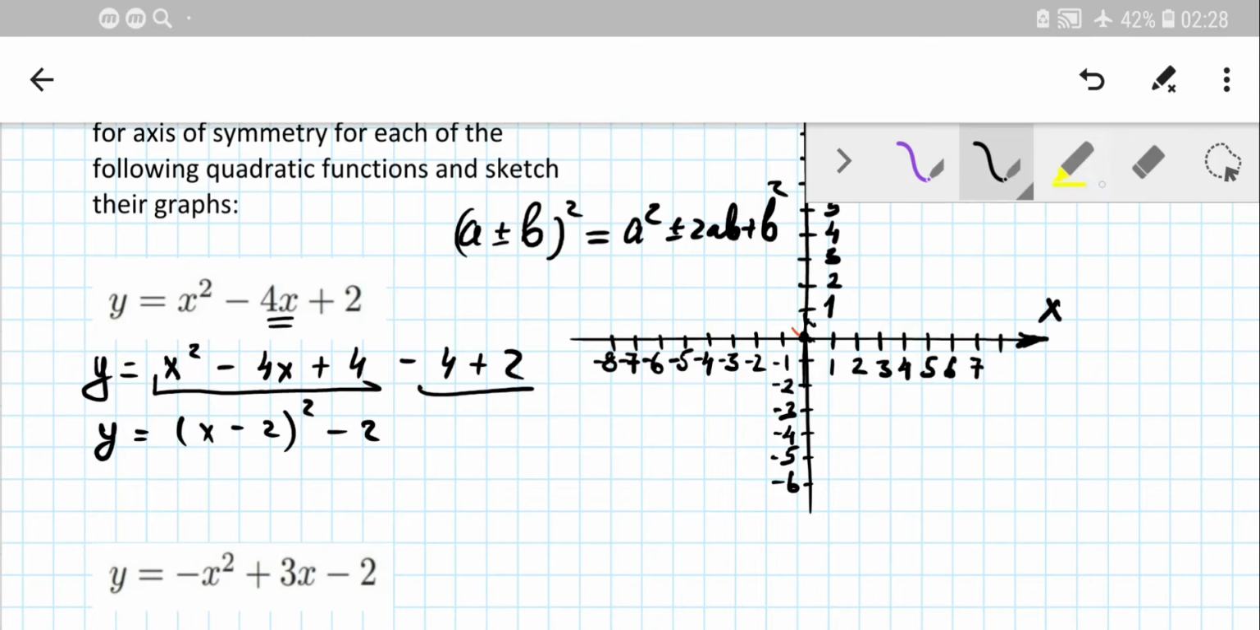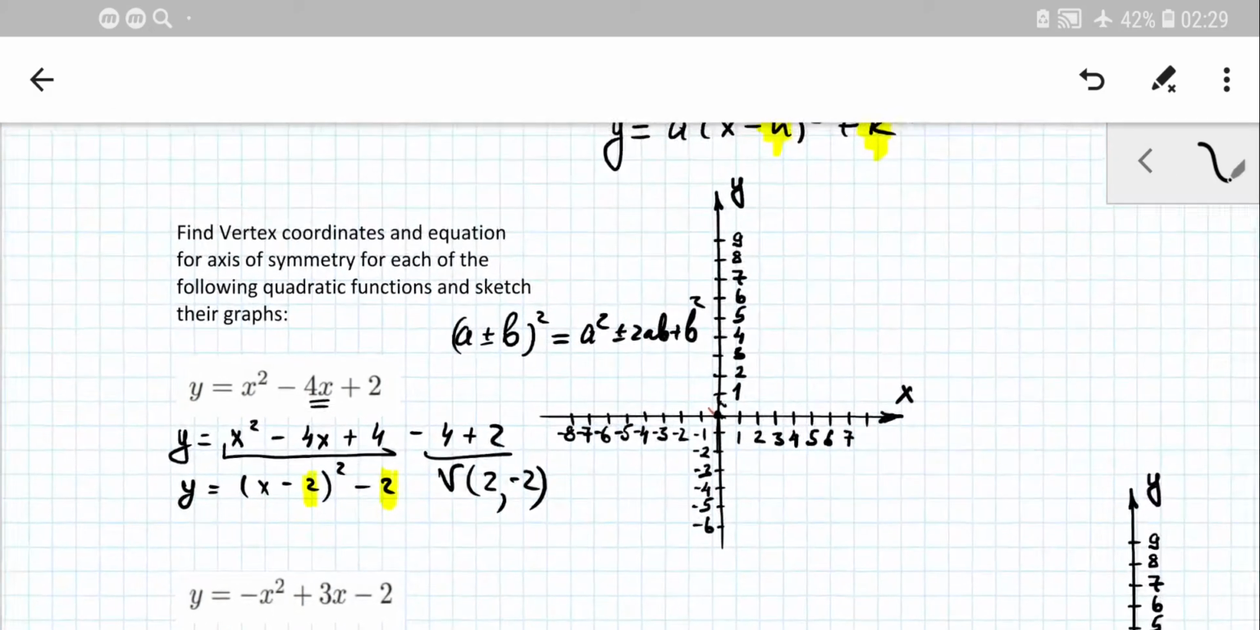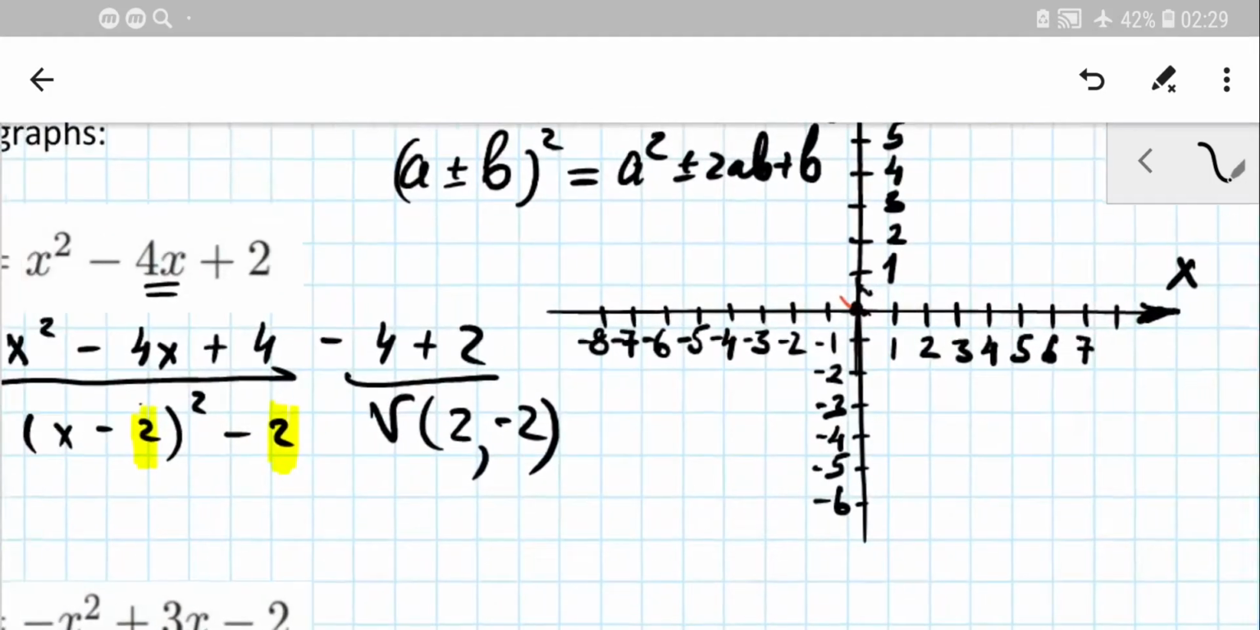Now I just want to highlight my vertex coordinates. So I've got a vertex with coordinates (2, -2). Make sure you remember that that's the vertex form, so k is -2 here, and h is just 2.